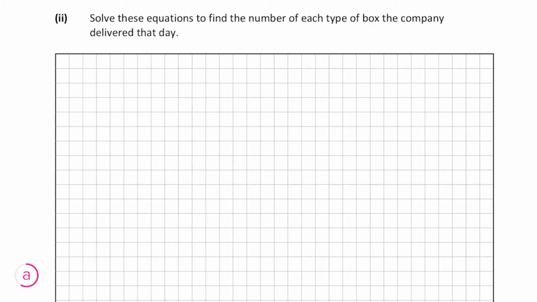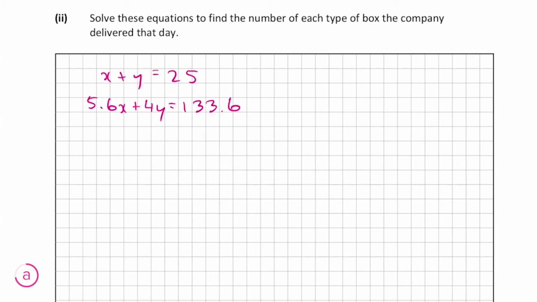Moving on to part 2, we have to solve the equations from part 1 to find the number of each type of box the company delivered that day. Well, the first thing I'd do here is to rewrite the equations, and from here we can try to figure out how we're going to approach this question. Since there's two equations and two unknown variables x and y, one thing we can do is to eliminate one of the variables, and that will allow us to solve for the other variable. And we can do this using simultaneous equations.